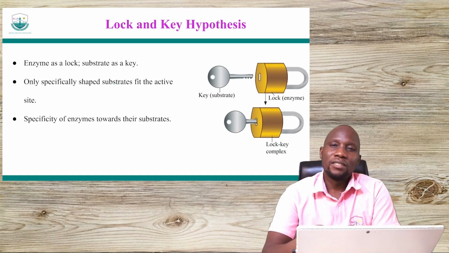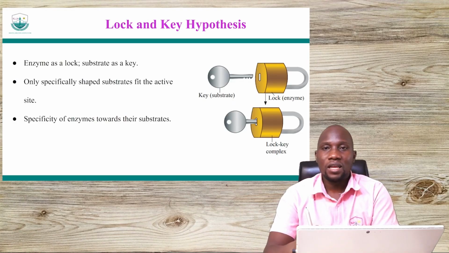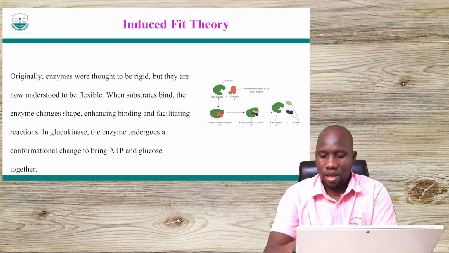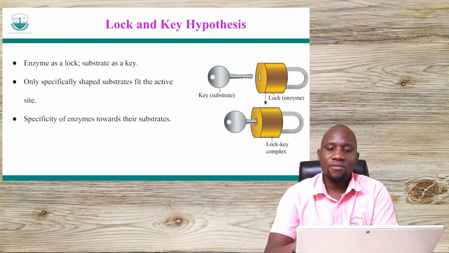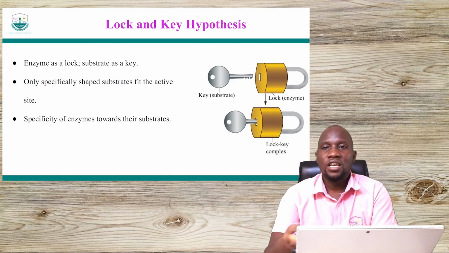So only substrates that can fit well into the active site can be acted upon, and this explains why enzymes are specific towards their substrates. Okay, so you have the key being the substrate, the lock being the enzyme. So the key has to neatly fit into the lock for the enzyme to work.